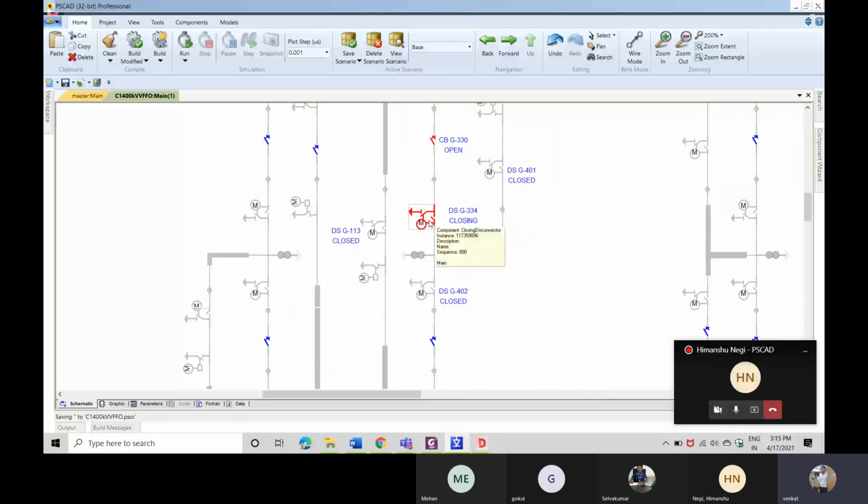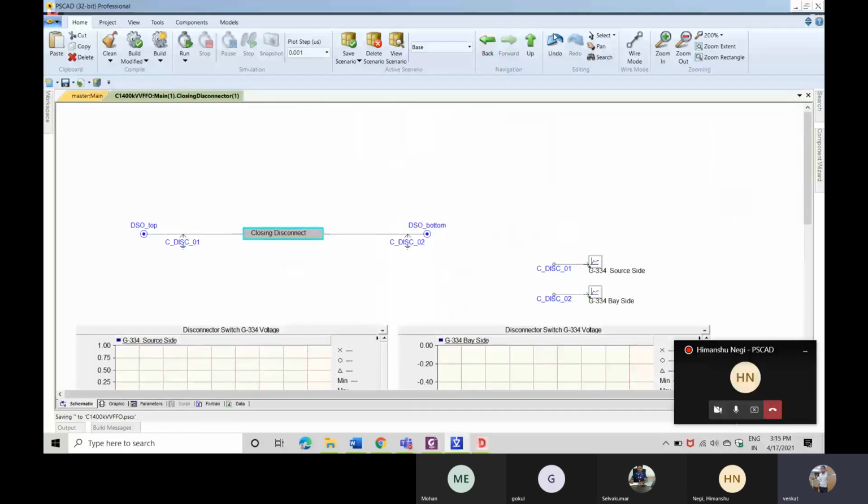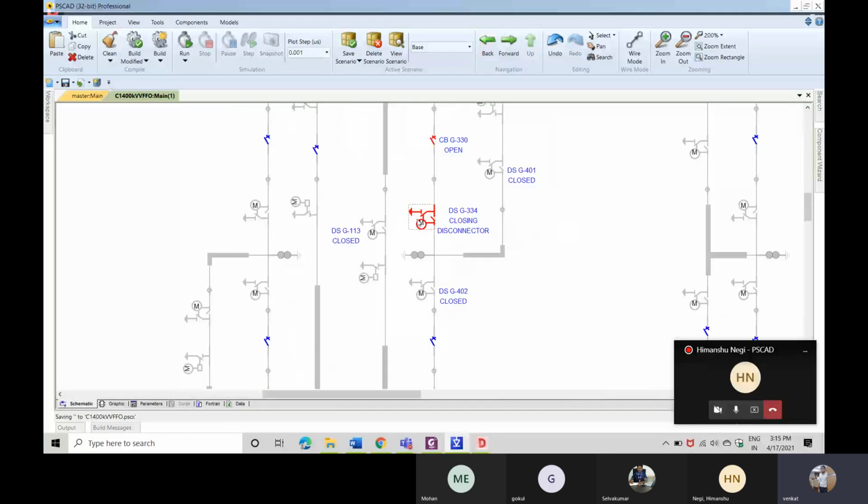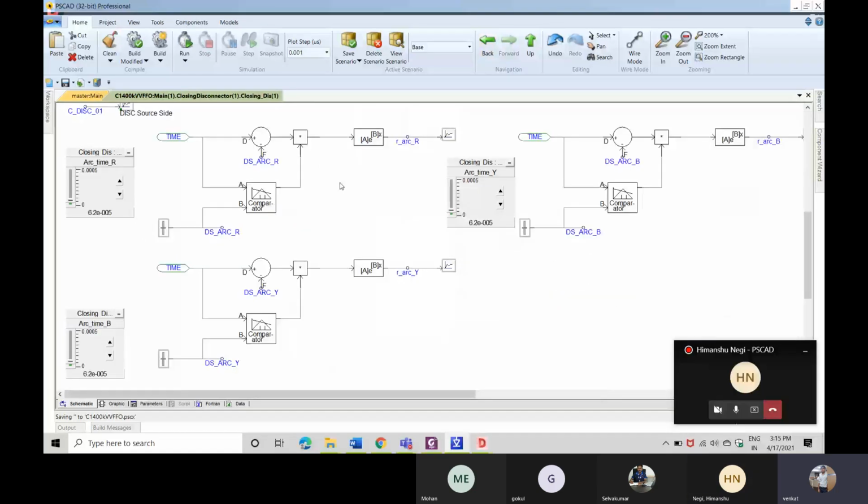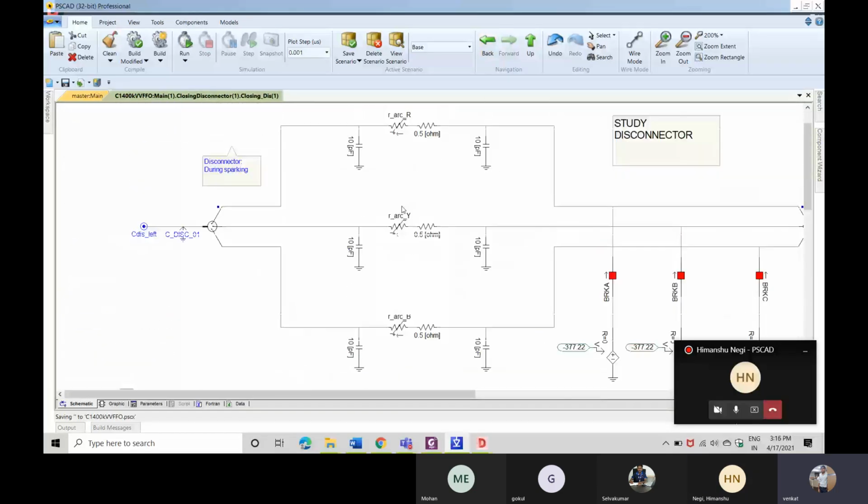Now I will go inside this disconnector modeling. I have modeled it as a module. I will just double click and go inside. This is generally a disconnector model.